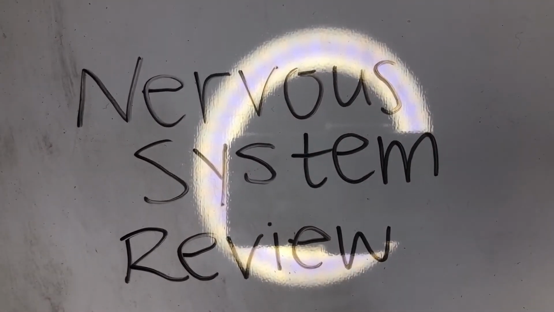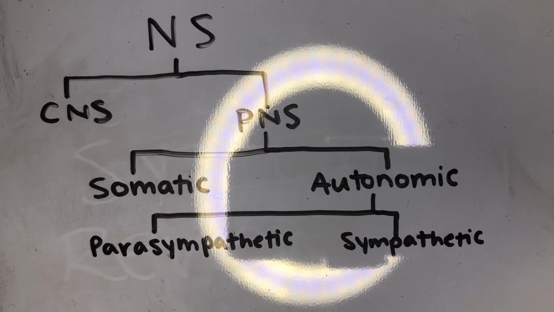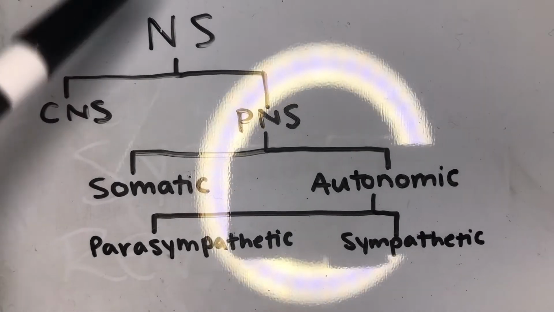We're going to be going over a nervous system review. This is going to include everything from the divisions of the nervous system down to the spinal cord cross-section as well as neurons. Let's start off with the divisions of the nervous system. For this case, we are going to represent the word nervous system as NS.